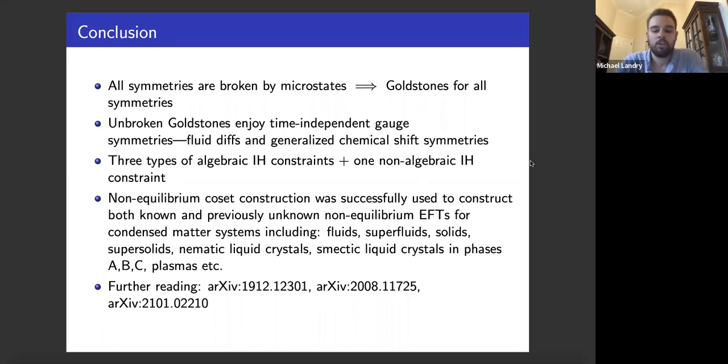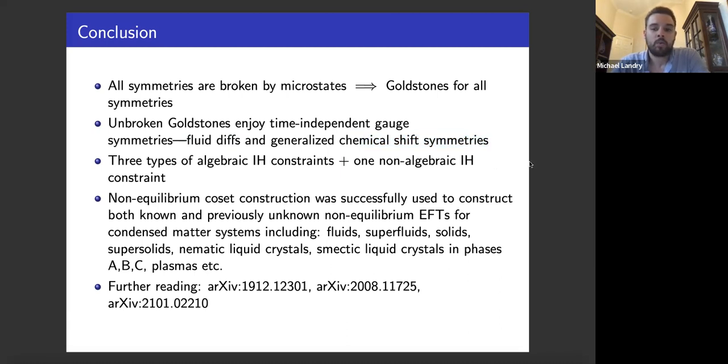These arise at the level of these diffeomorphism symmetries that I call fluid diffs, just because they initially showed up in fluids. And then generalized chemical shift symmetries. Why they're called chemical shifts, I don't know, but this is the term that was come up with for U(1) symmetries. And so these are just the generalization of that.